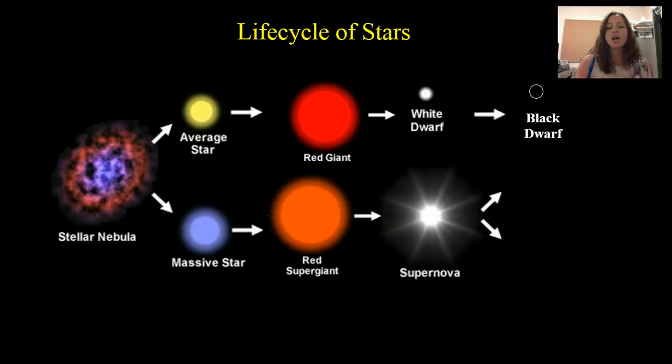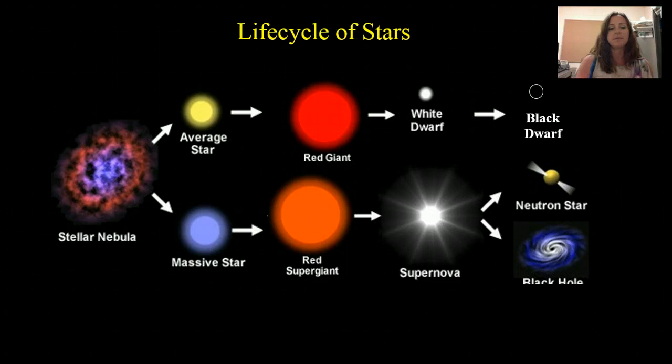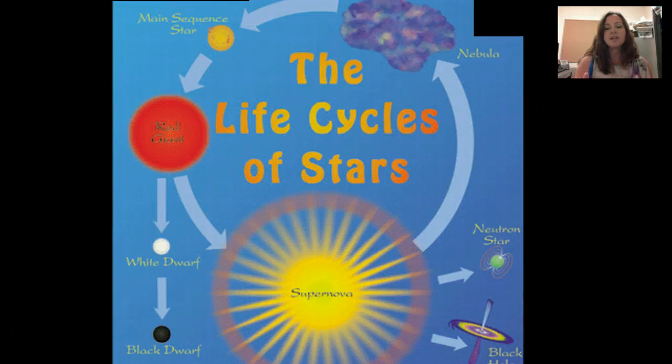All stars start off as a star nebula, as you can see in this picture all the way on the left. Depending on its mass, it can either follow the path of an average star or the path of a massive star. And we're going to talk more about each of those paths in the next few slides. Here's another diagram of how stars begin as star nebulas and then can become two different types of star depending on the mass.